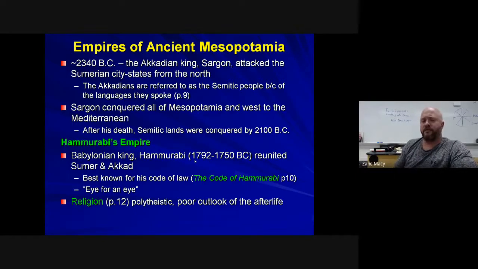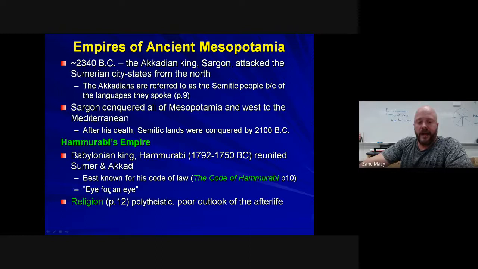Hammurabi was by far the most famous. He ruled from 1792 to 1750 BC. He reunites Sumer, where the Sumerian city-states were, and Akkad, farther to the north and west. The thing that he's best known for is the first codified system of laws. Codified just means that the laws are actually written down in a legal code. That becomes known as the Code of Hammurabi.